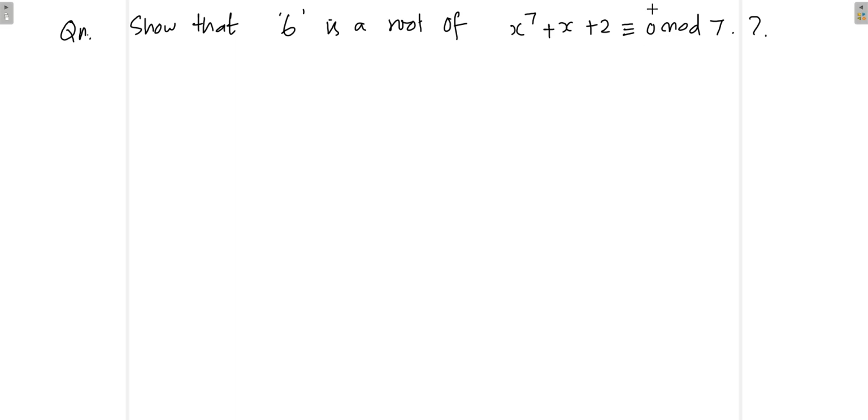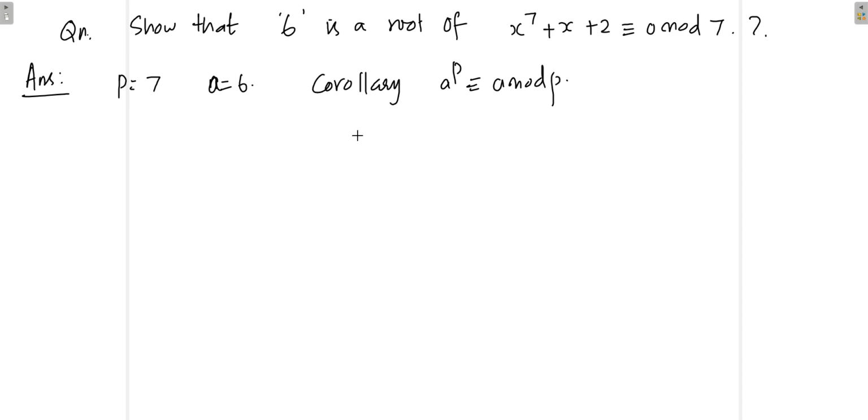ഇവിടെ ഈ ഇക്വേഷന്റെ ആൻസർ 0 കിട്ടണം മോഡ് 7 എടുക്കുമ്പോൾ. സോ എക്സിന് 6 എന്ന വാല്യൂ സബ്സ്റ്റിറ്റ്യൂട്ട് ചെയ്യുമ്പോൾ 0 എന്ന് കിട്ടണം അണ്ടർ മോഡ് 7. ദാറ്റ്സ് ദ ഐഡിയ. സോ ആൻസർ ഇവിടെ p is equal to 7, a is equal to 6. Then by corollary a raised to p congruent to a mod p. That is 6 raised to 7 congruent to 6 mod 7.